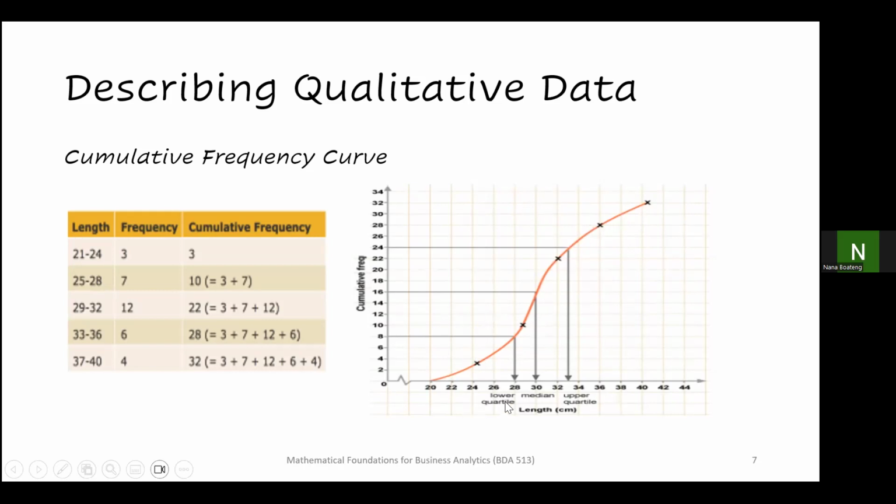Now, you will see on the axis that you have the median. We will talk more about it. That is the middlemost number. We have the lower quartile and then the upper quartile. We'll talk more about that very soon. Any question about the cumulative frequency curve?